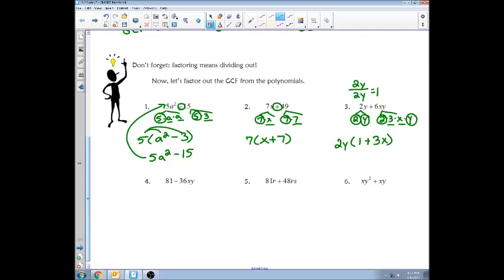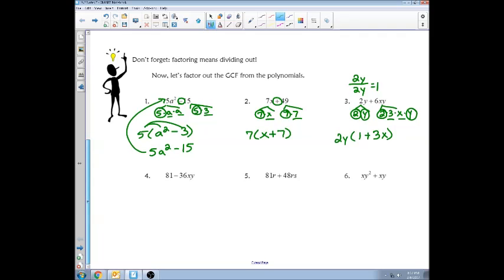All right? Let's go on to problem number 4. 81, you got to think about the factors of 81. What multiplies to get me to 81? What also can multiply to get me to 36? If you think about that long enough, you'll end up with 9 times 9 for 81. You'll end up with 9 times 4 for 36. Then I have x and y with my 36.